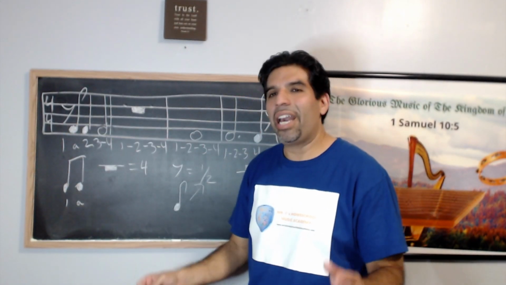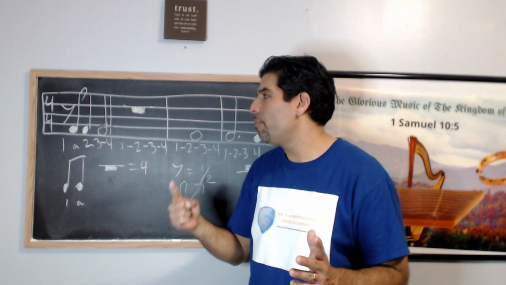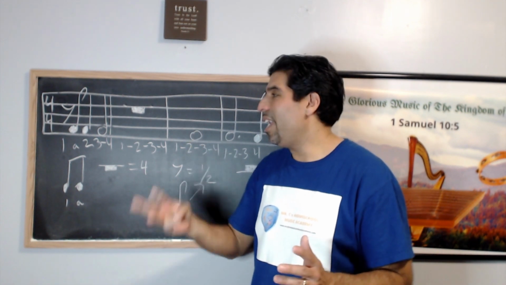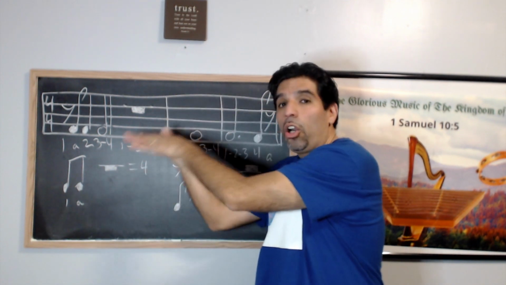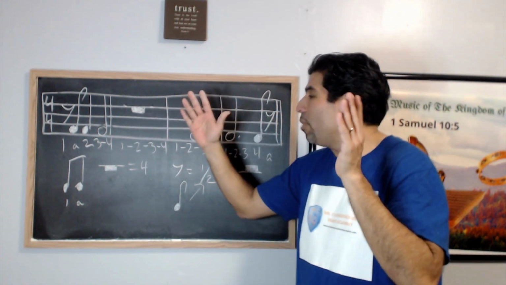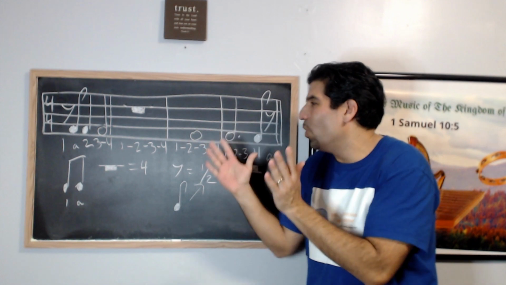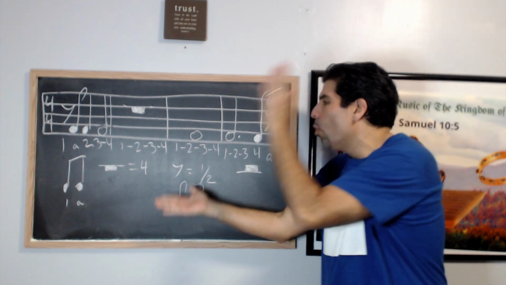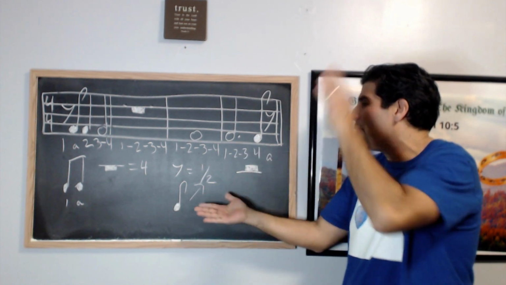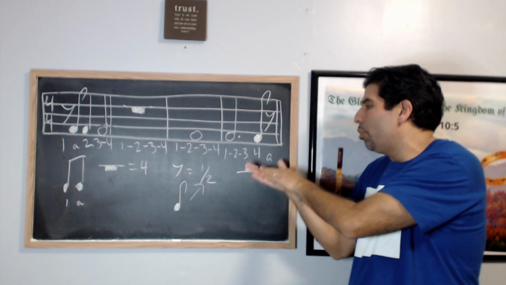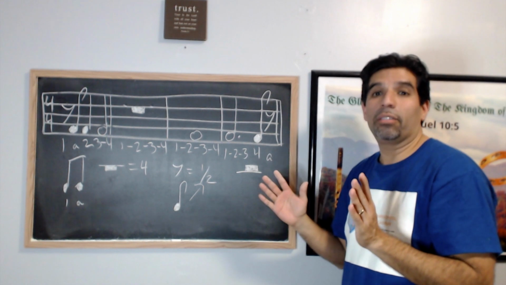8th rest, and on my count. Hands ready, and 1, 2, ready, 8th rest, and 1 and 2, 3, hold 4, whole rest, 1, hold 2, hold 3, hold 4, whole note, 1, hold 2, hold 3, hold 4, dotted half, 1, hold 2, hold 3, 4 and.